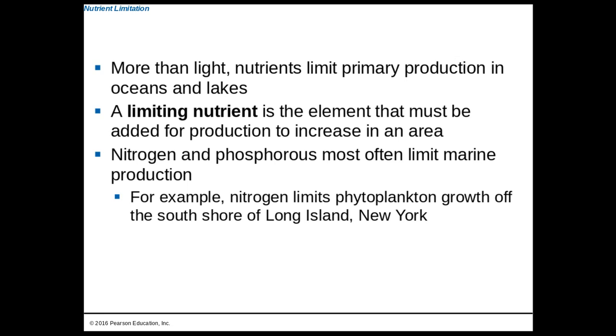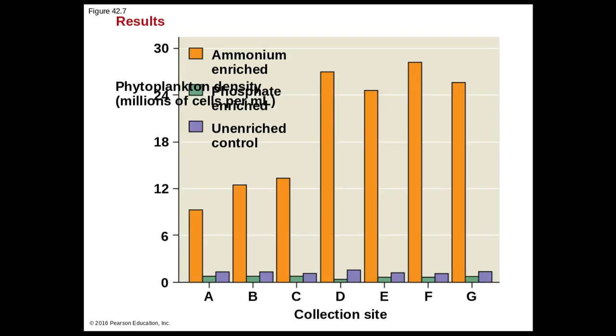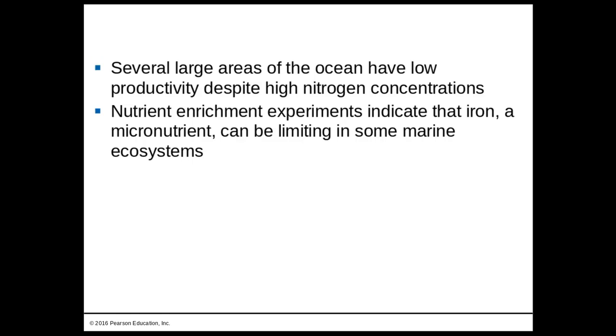So, for example, nitrogen limits phytoplankton growth off the south shore of Long Island, and phytoplankton are our primary producers. And when they cannot grow, it affects the whole rest of the ecosystem. So we need that nitrogen. Now, there are several areas of the ocean that have low productivity despite high nitrogen concentration, but in those cases, a lot of times it's iron that is limiting in those ecosystems. So it kind of depends on the ecosystem and what they need, but it's not light that limits them so much as nutrients.